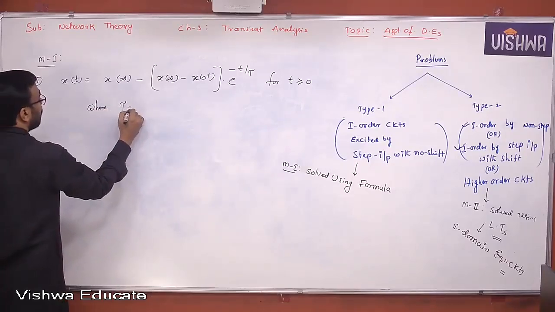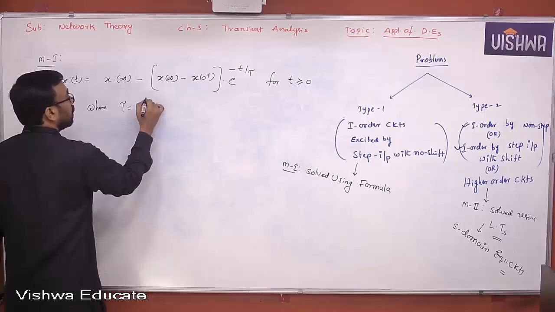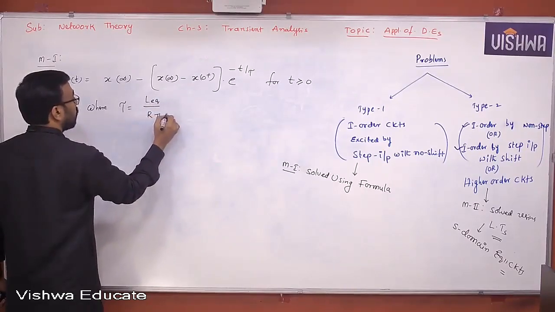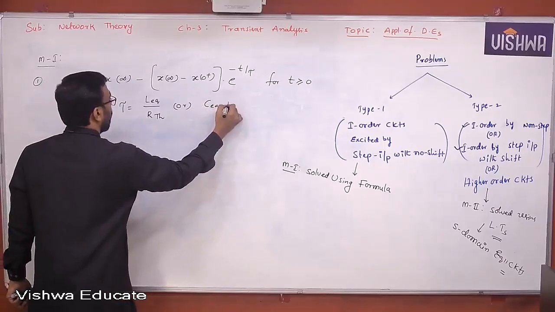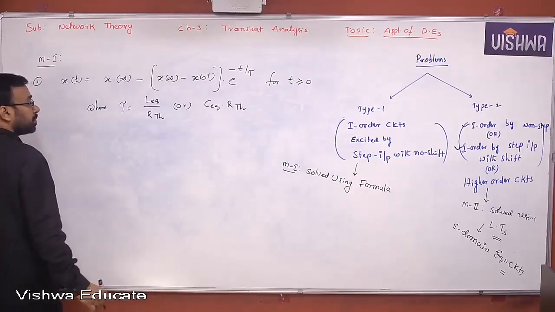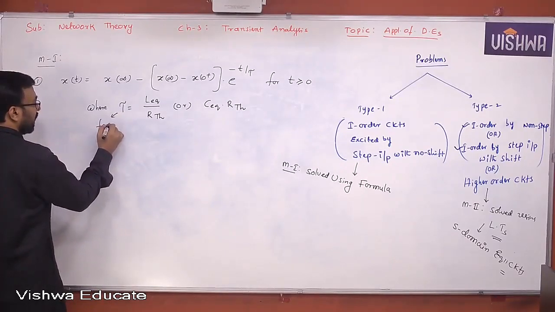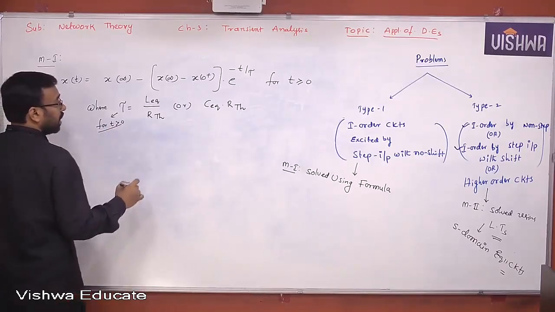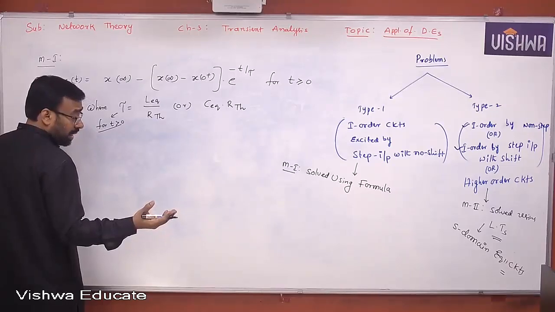tau can be calculated as L equivalent by RTH or C equivalent into RTH. I hope you understand this. The tau must be calculated always for t greater than or equal to 0 or t greater than 0. Secondly, L equivalent is what? When you have more than one inductor. Yes or no, all of you?